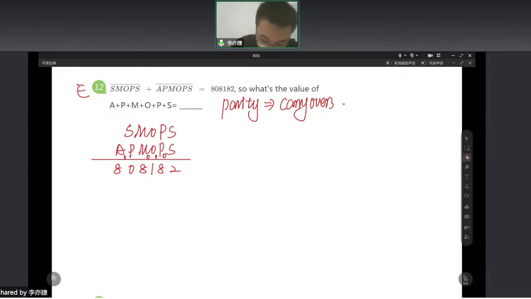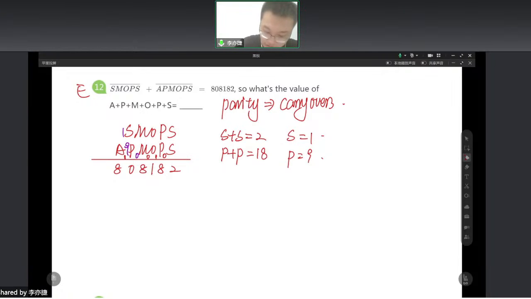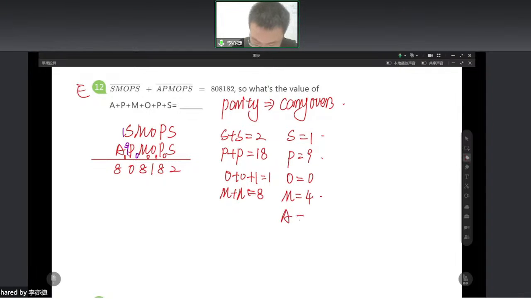to get every number. First, S plus S equal to 2 with no carryover, then S equal to 1. P plus P is 18, so P equal to 9. So now we get the 1 and 9 here, so here have no carryovers, right? And then O plus 1 equal to 1, and O equal to 0. And then M plus M equal to 8, with no carryover, then M is a 4. Then back to the A is the 7.